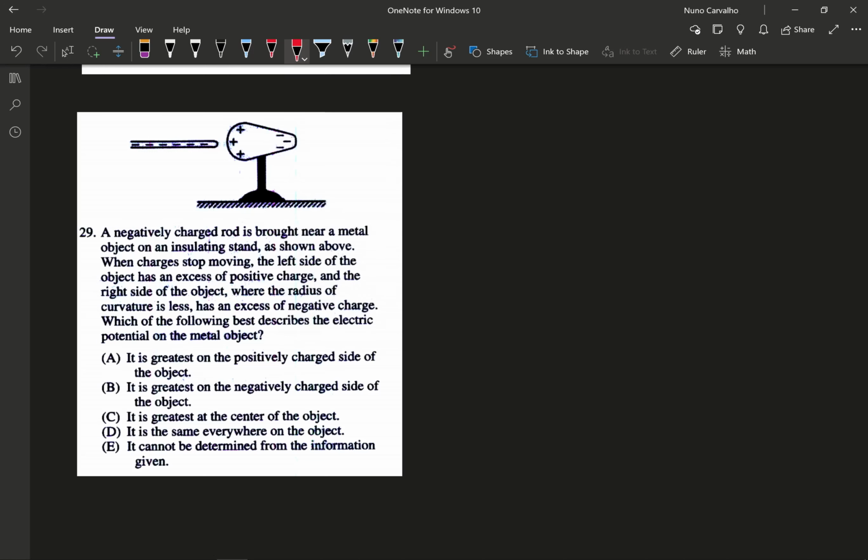Okay, look, you actually don't even need any of this. All that matters is this last statement. Which of the following describes the electric potential on a metal object? A metal object is a conductor. The electric field inside of any conductor is going to be zero throughout the entire thing. And given that V is equal to E times D, that tells me that the voltage will be the exact same throughout the entire object, which tells me that D is correct.